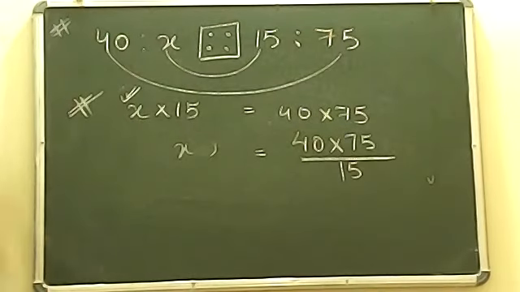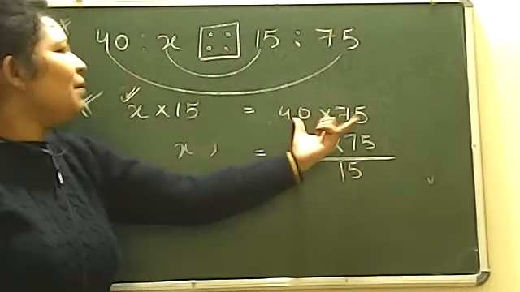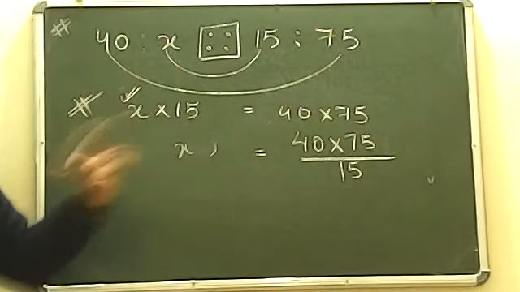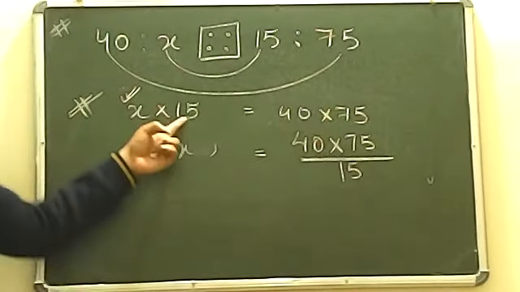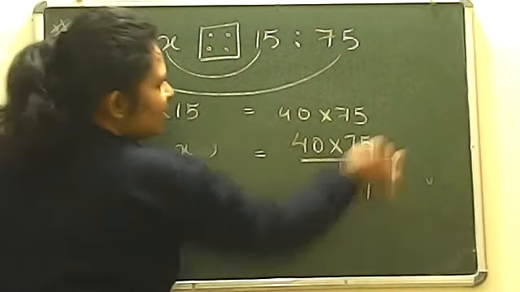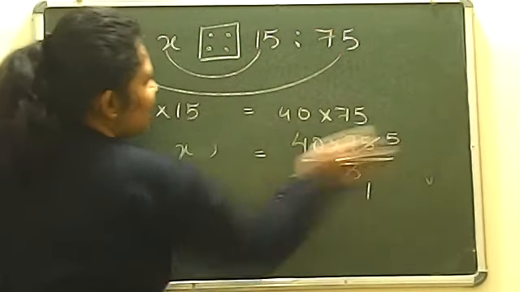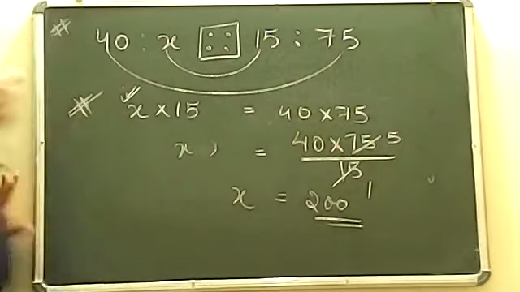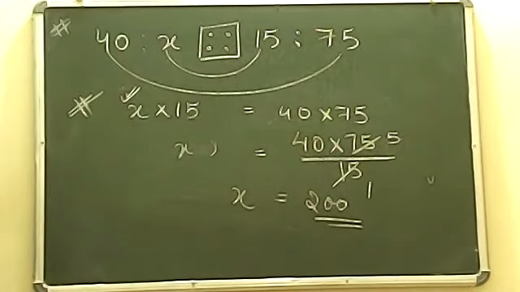ठीक है? या आप ऐसे भी कर सकते हो कि you can simply multiply this and divide 15 directly. Whatever will be the answer, that will be your true answer of it. Simply divide it. 15 ones are 15, 15 fives are 75, and 40 fives are 200. Value of x will be 200. ठीक है? You can simply do this in this way.